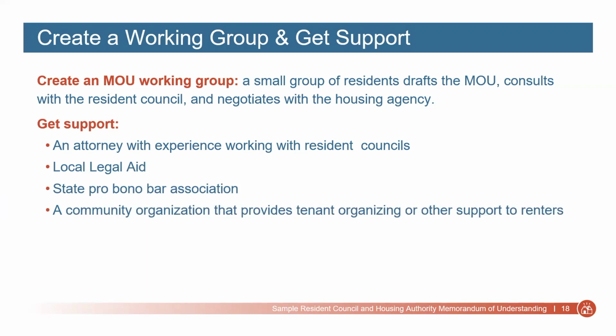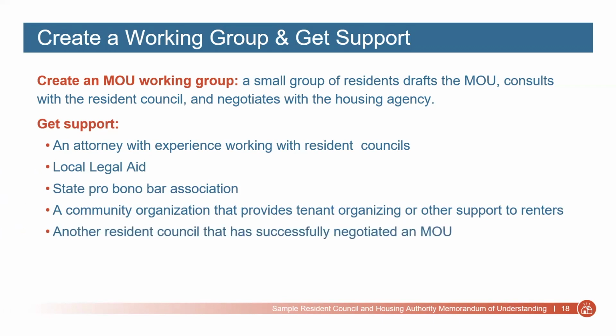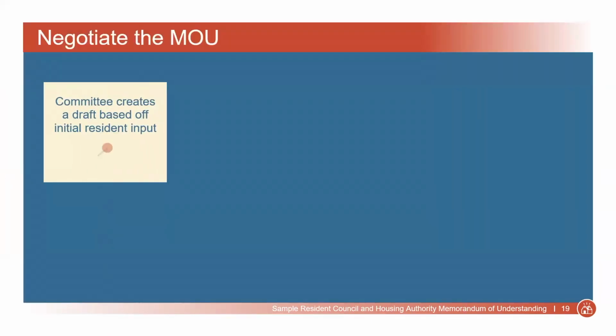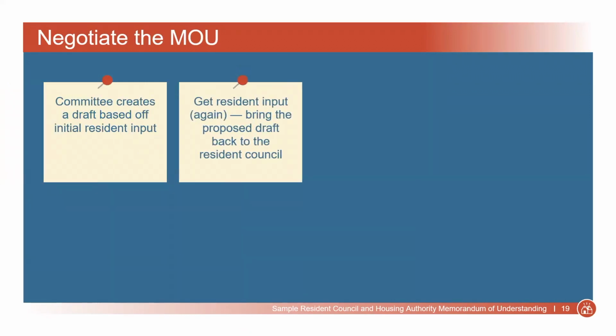or a community organization that provides tenant organizing or other support to renters if the resident council doesn't have an attorney. You may also get support from another resident council that has successfully negotiated an MOU. For more ideas, see Guide 6 and the related training on partnering with local and community organizations. Once the committee has the initial input from residents that it will take to draft an MOU, this should be brought back to the resident council for additional input and feedback.